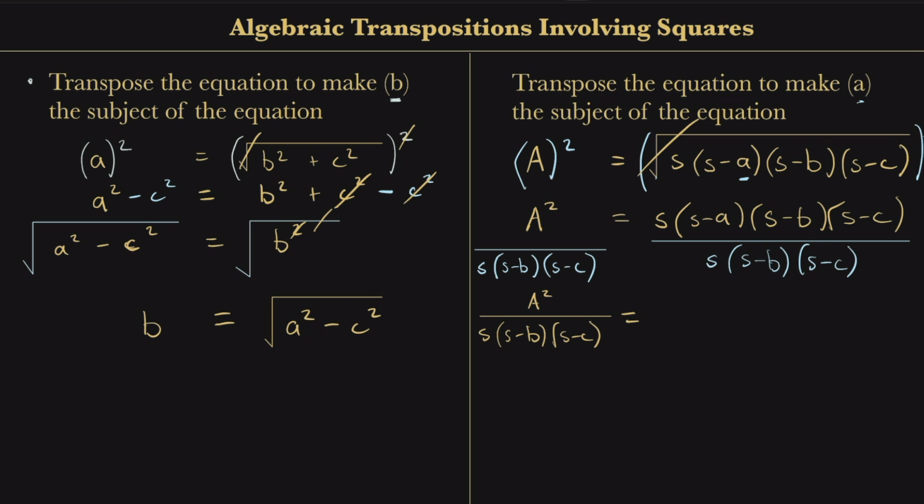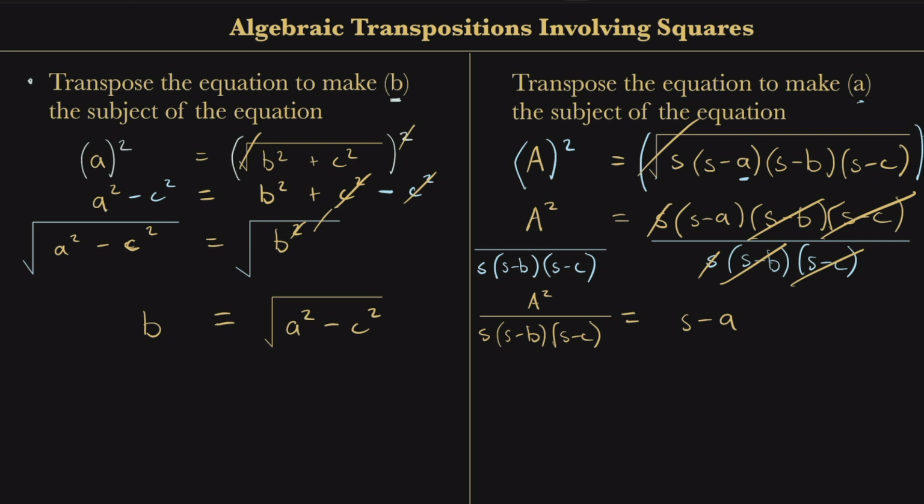Now this side, I'm going to cancel out S with S. S take B is going to cancel out with S take B. S take C is going to cancel out with S take C. So on this side, I'm just left with S take A.